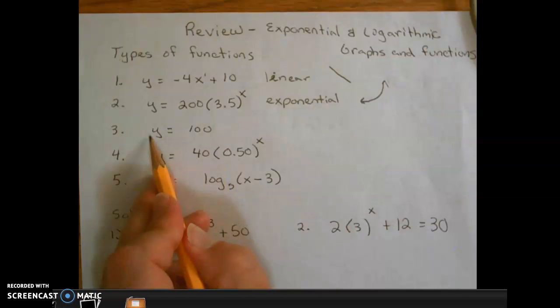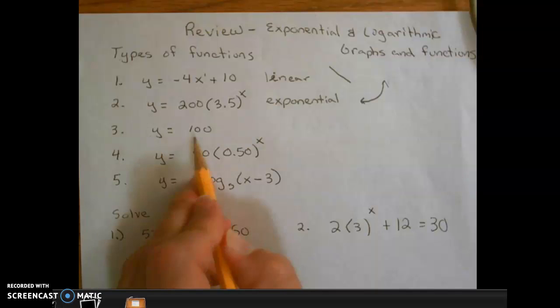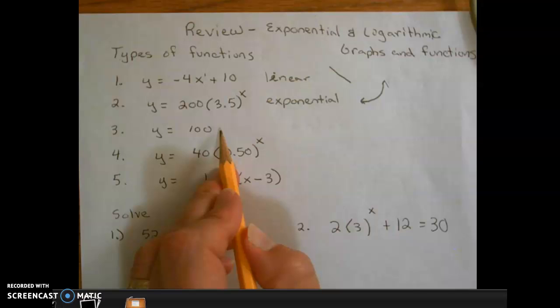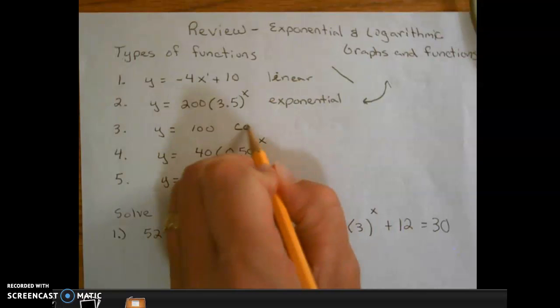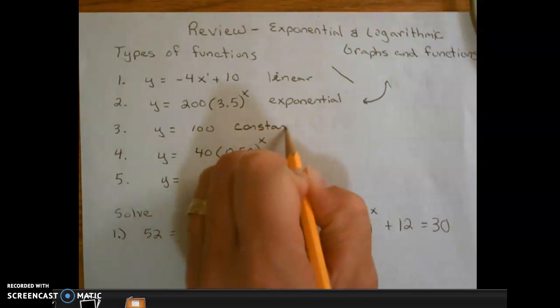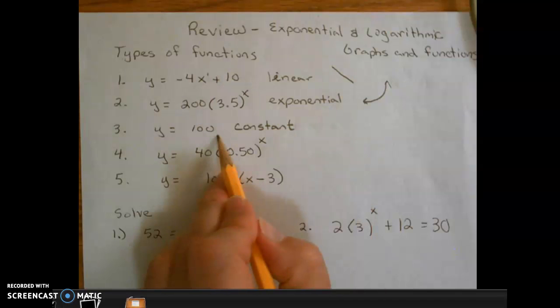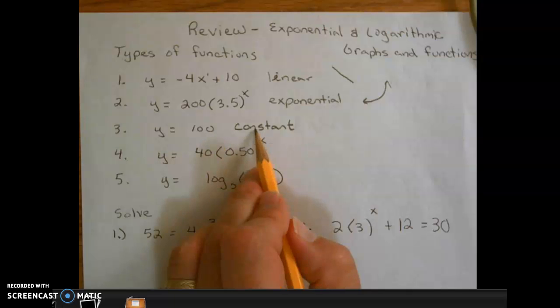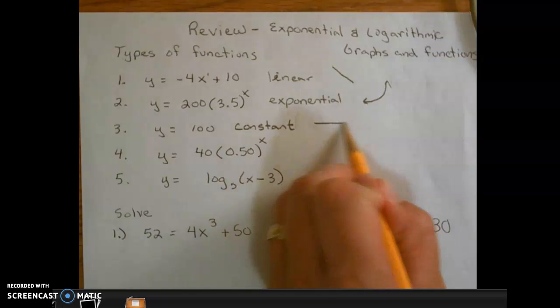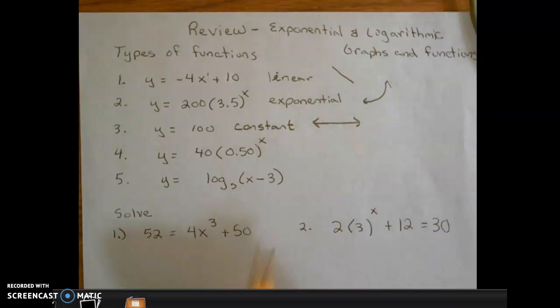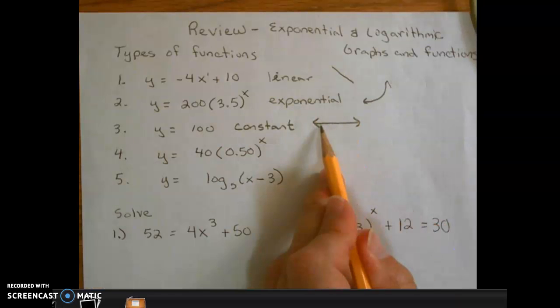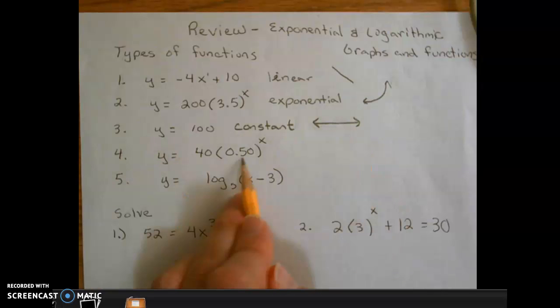Okay, let's take a look at this third function. Well, notice there is no exponent. This is actually called a constant function because that's all we have here is a constant with no variable. And constant functions are going to be horizontal lines, like horizontal asymptotes, similar.